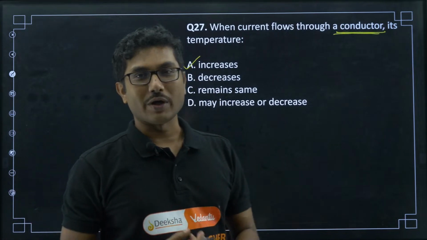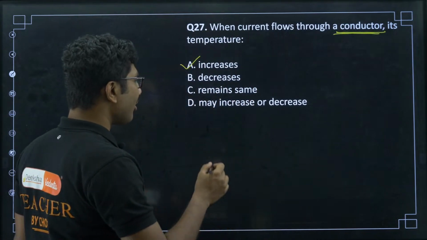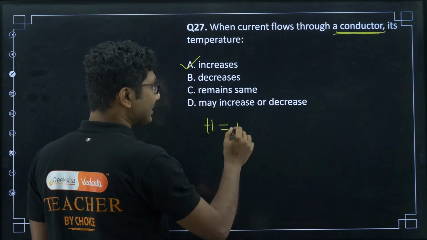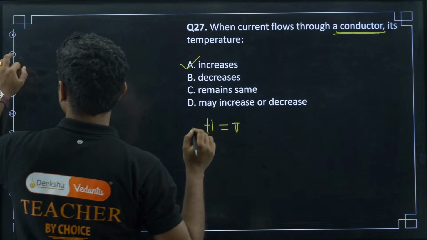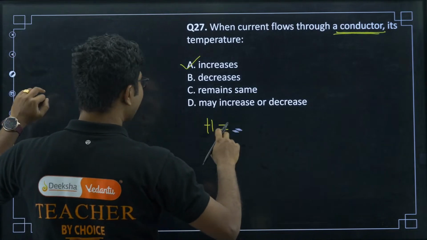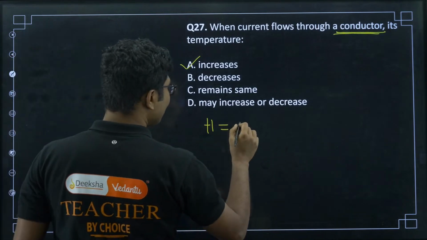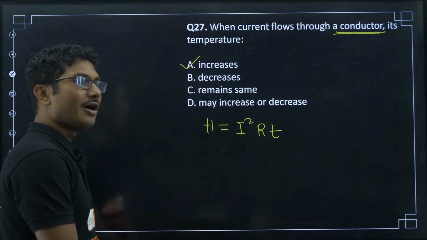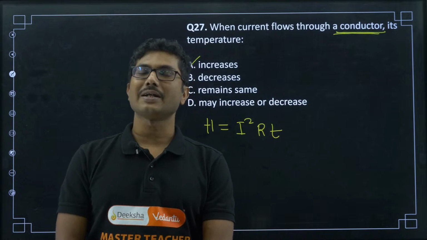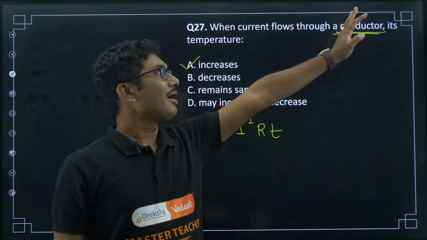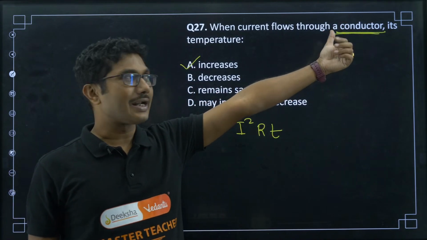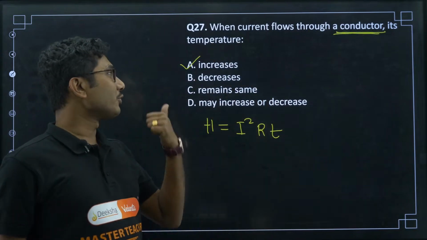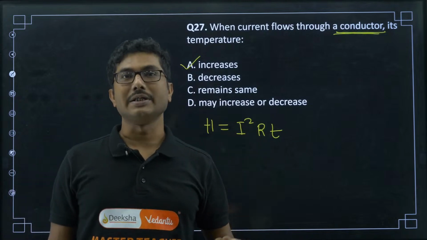When current flows through a conductor, it follows Joule's law of heating. If you remember, the heat produced in the circuit is given by I squared R T. You have studied it in your class 10th. Okay, Joule's law of heating. Current flowing through a conductor gives rise to the heating effect of electric current. So whenever current flows through a conductor, it always produces heat. So its temperature will always increase.